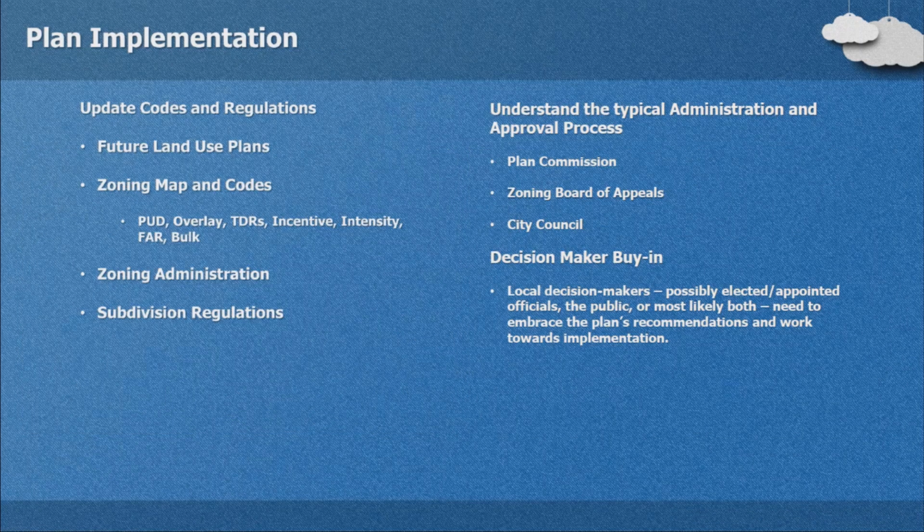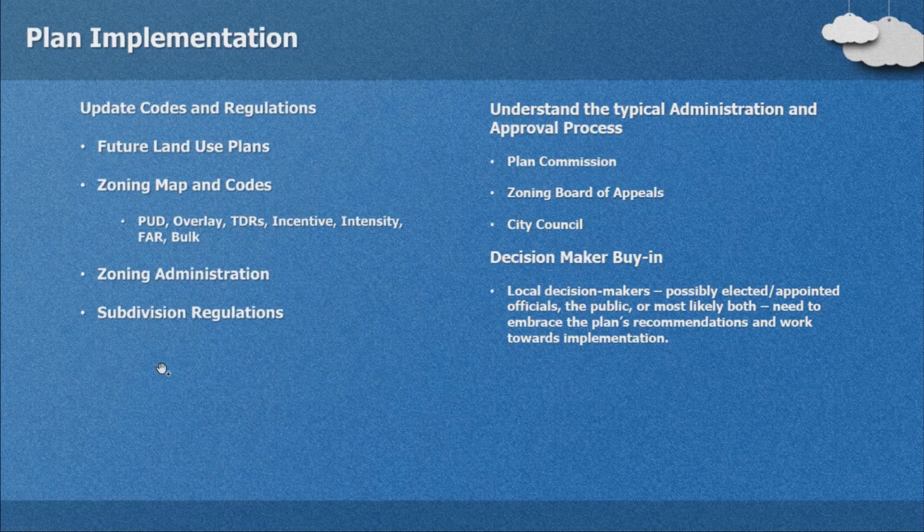We get to plan implementation. After a plan is adopted, you have a future land use plan. Next would come the zoning map and the codes that help implement that future land use and long-term vision. PUDs, overlays, transfer development rights or TDRs, incentives, intensity bonuses, FAR, bulk. Know what all those terms are, how they're applied.